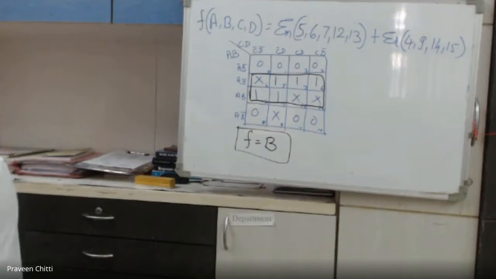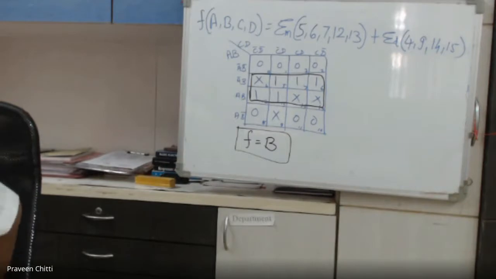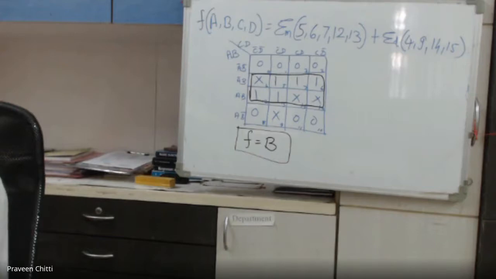F equal to sigma m, or summation small m inside the bracket 1, 3, 5, 7, 8, 10, 12, 13, 14, bracket complete. Plus sigma d 4, 6, 15.